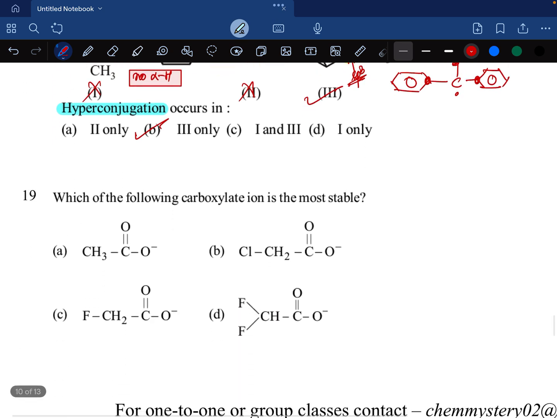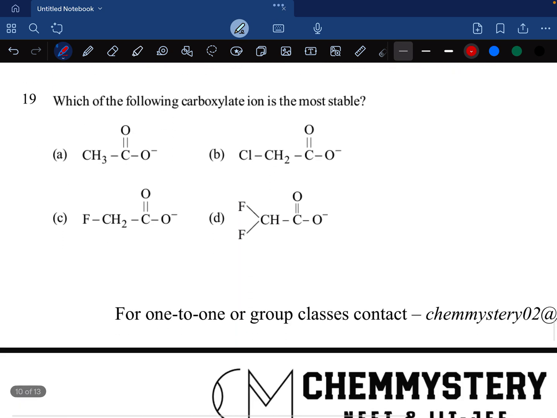Done. Next one. Which of the following carboxylate ions is more stable? So, we need to check the stability of the carboxylate ion. Carboxylate ion has electron density on it. To stabilize it, the groups must be attached such that they pull the electron density away from it. Then only it will become stabilized.